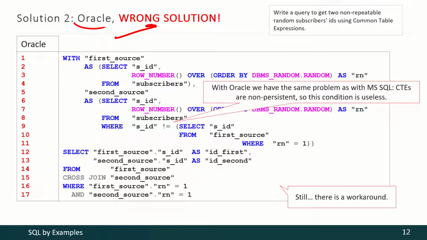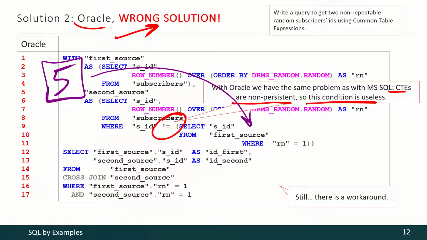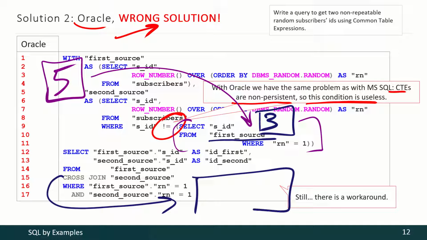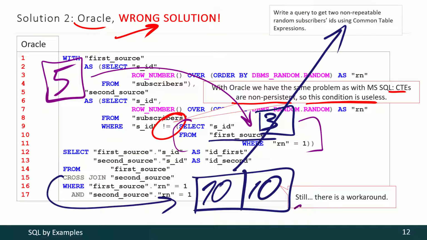With Oracle we have the same problem, because in this DBMS common table expressions are also non-persistent, this condition is useless. It means that if, for instance, the first common table expression produces 5, that 5 will not appear as the result of this subquery. This subquery will force the DBMS to recalculate the result of the first common table expression, and the result here may be any other result, for instance 3 or any other number. And finally, we risk to get such results as, for instance, 10 and 10, and that will violate the initial task. But unlike with Microsoft SQL Server, with Oracle there is a workaround.